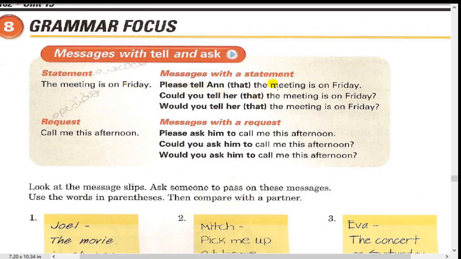That, and we'll write here the sentence or the message. Please tell Anne the meeting is on Friday. Or tell Anne that the meeting is on Friday. Could you tell her the meeting is on Friday? Could you tell her that the meeting is on Friday? Would you tell her that the meeting is on Friday? Would you tell her the meeting is on Friday? So I can write that, or some people don't like to write that.